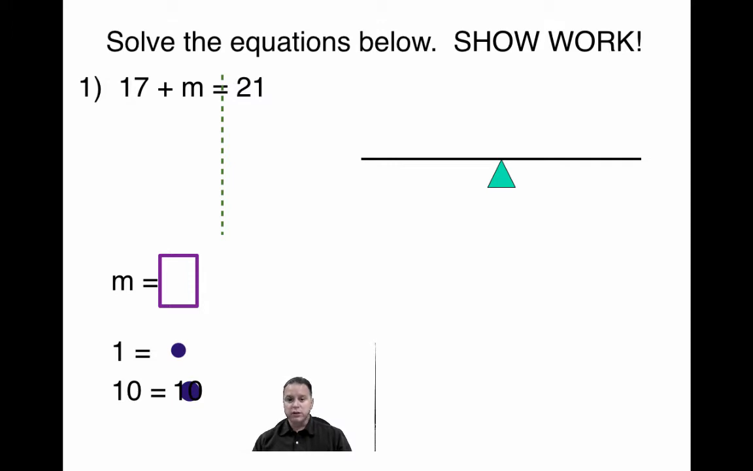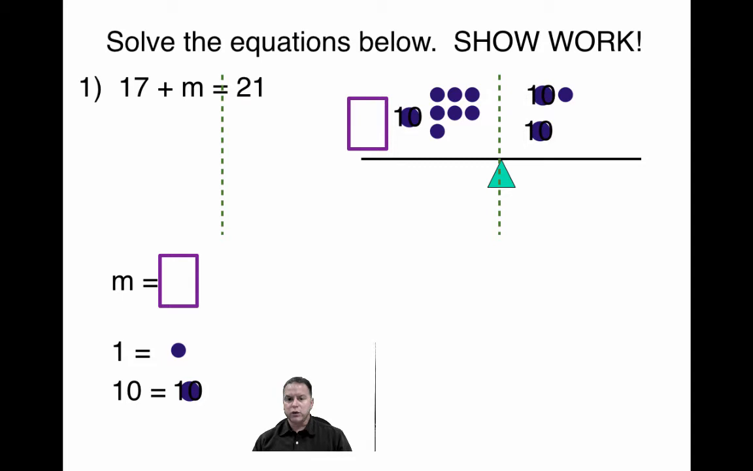So I want you to think of it as having a wall going down the equal sign and going down the balance scale. Since we have an m, we're going to put a box there, and then a 10 dot and 7 more dots on the left side, and on the right side we're going to put 2 10s and a 1. So the box equals m, and we have 17 on the left and 21 on the right.